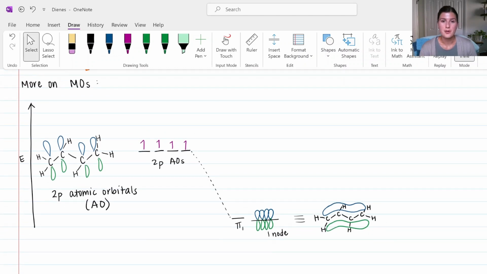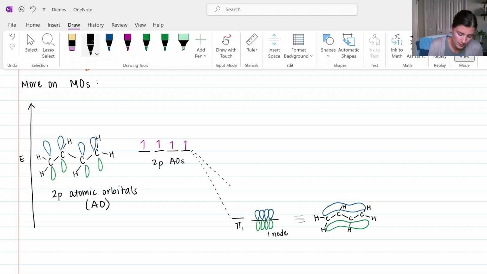A couple of things to remember from our previous videos on molecular orbitals. The number of atomic orbitals that you start with should be the same number of molecular orbitals that you end with. We start with 4 atomic orbitals, so we should have 4 molecular orbitals. We also know that whenever we form a bonding molecular orbital, we also form an antibonding molecular orbital. So for these 4 2p atomic orbitals, we will form 4 molecular orbitals. 2 of them will be bonding and 2 will be antibonding.